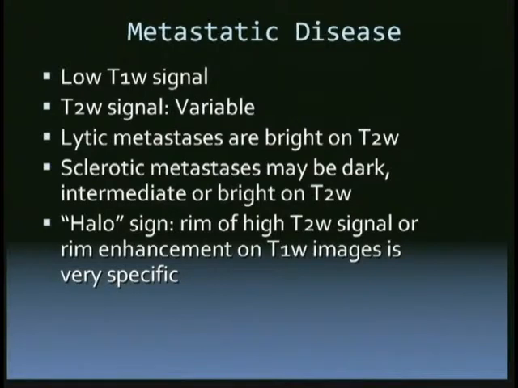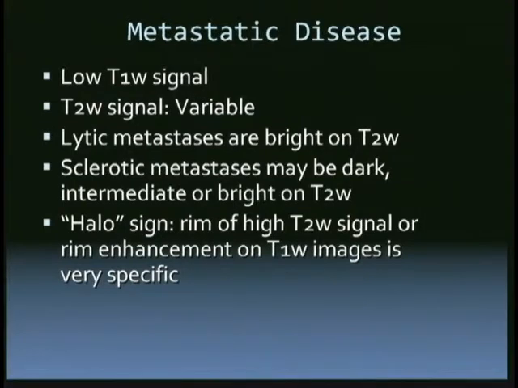Metastatic disease is commonly encountered and usually presents as a low T1 signal, making it easily visible on a T1 weighted image where it stands out against the fatty marrow. The T2 signal, however, is variable. It can be low or bright. Lytic metastases tend to have a bright T2 signal. Sclerotic metastases are more variable in presentation. They can be dark on T2, sometimes intermediate, or even bright.